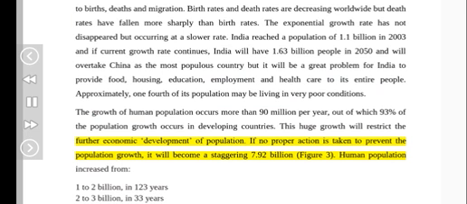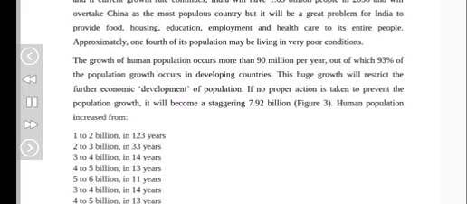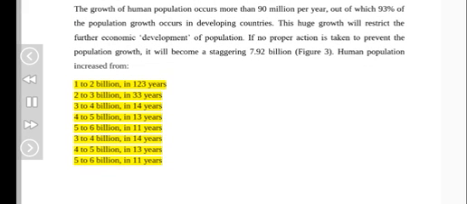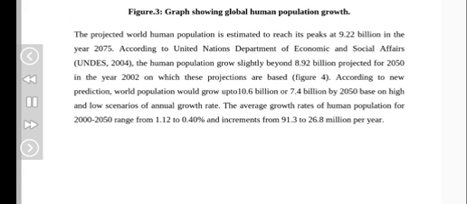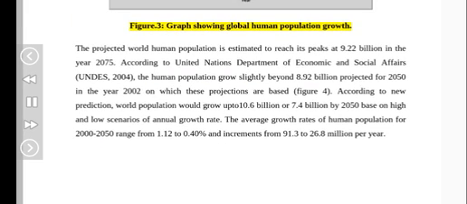Figure 3. Human population increased from 1 to 2 billion in 123 years, 2 to 3 billion in 33 years, 3 to 4 billion in 14 years, 4 to 5 billion in 13 years, and 5 to 6 billion in 11 years. Figure 3: graph showing global human population growth.